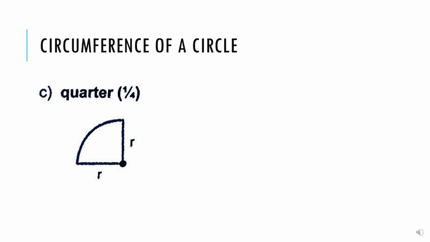Calculating the circumference of a quarter is quite similar to that for a semicircle. So we want to get the outer boundary there. The part highlighted in green represents the portion of the circle's circumference that we want to calculate, and the red lines there represent the radius.